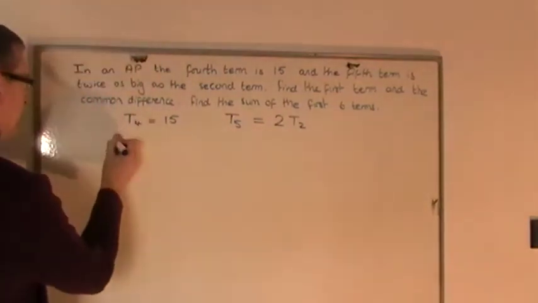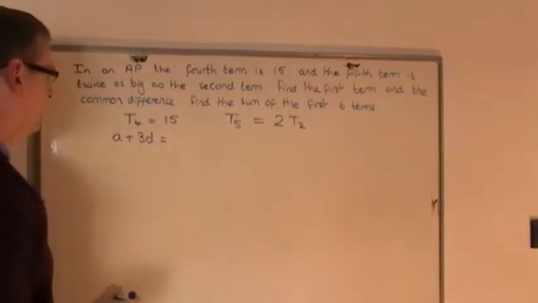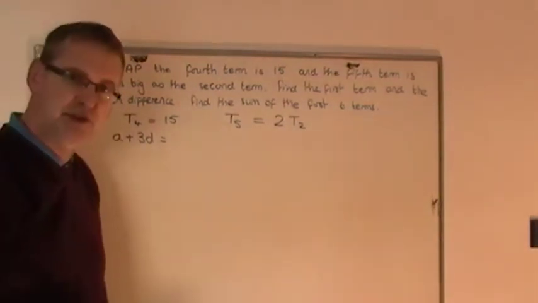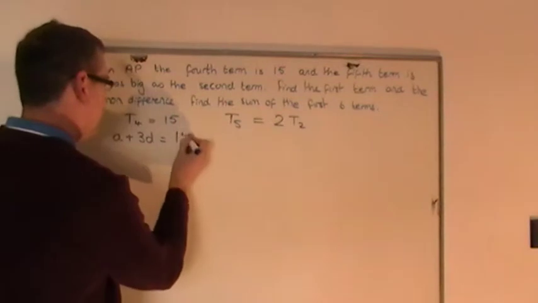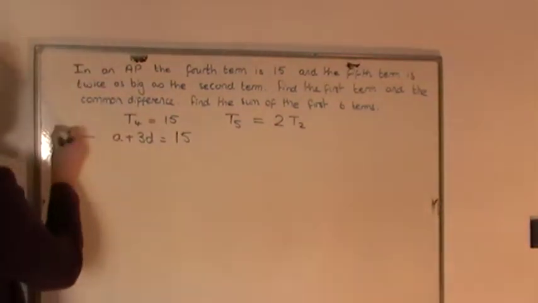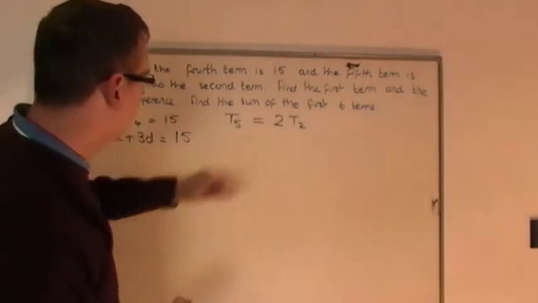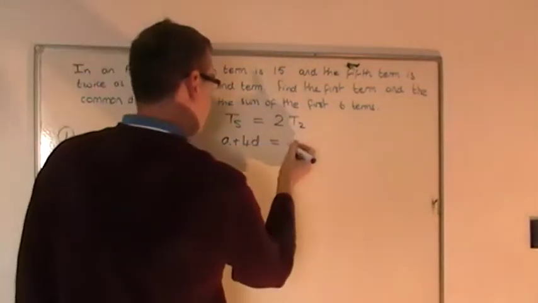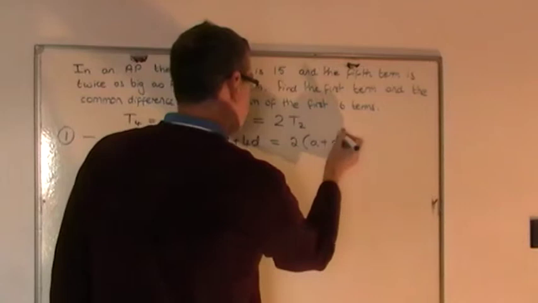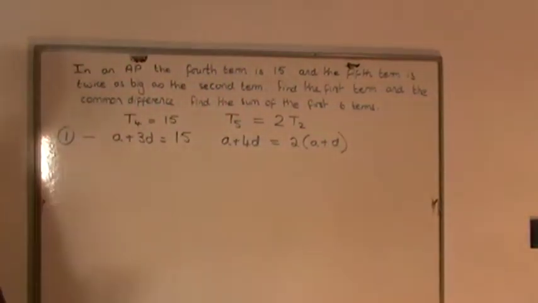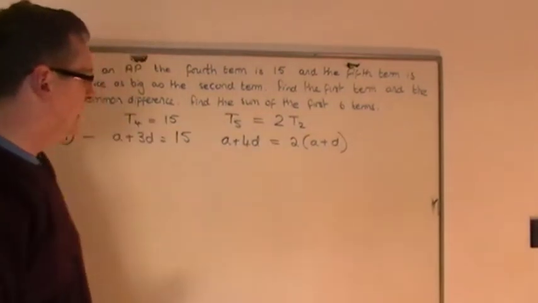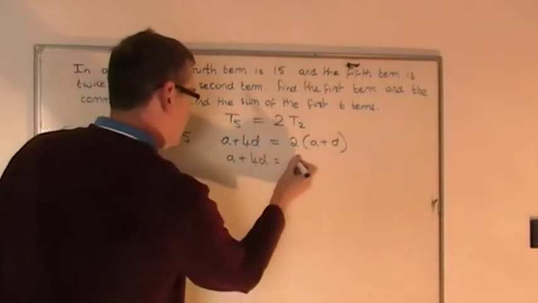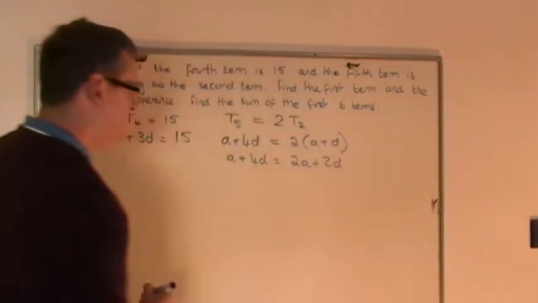If you are familiar with previous work in the previous videos, you'll see that T4 is A plus 3D from the nth term formula, and that's equal to 15. That's equation 1. With 2 unknowns, A and D, I can't solve it on its own. Over here, T5, that's A plus 4D, is equal to 2 lots of T2, 2 times A plus D. So we get A plus 4D on the left equals 2A plus 2D on the right.